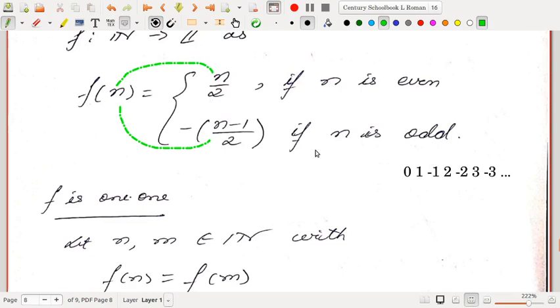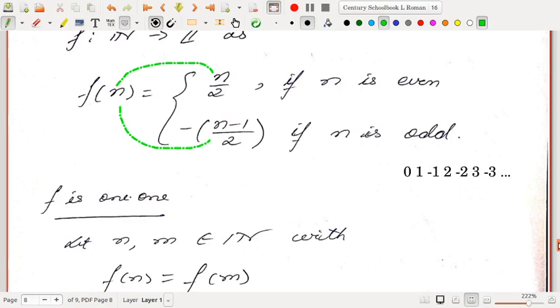f of n equal to minus n by 2 if n is even, and (n minus 1) by 2 if n is odd. That way also it's possible. So please note that the bijections may not be unique. In fact, there are infinitely many bijections between N and Z. Once we construct one bijection, just interchange two elements, then you get a different bijection.